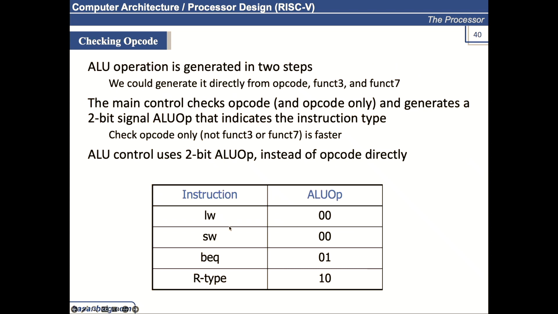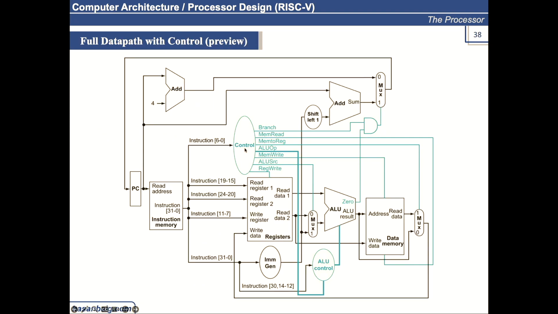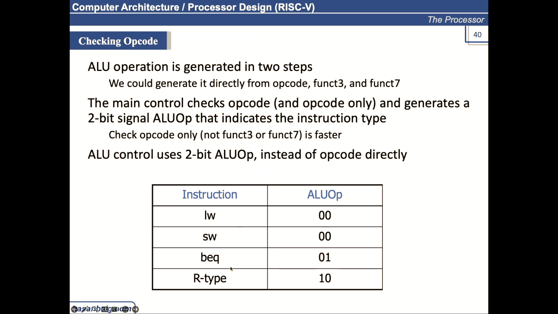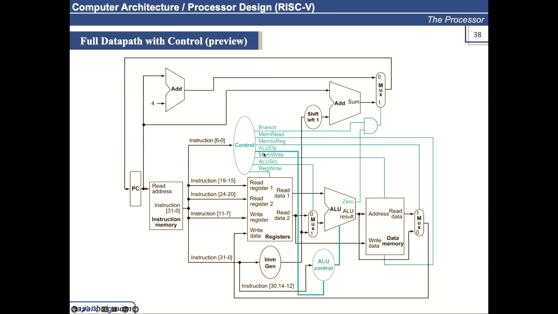So if the instruction is LW or SW, the generated 2-bit ALU op signal from the control would be 0 0. If it is a branch instruction, the generated value of ALU op would be 0 1. And if it is an R-type instruction, again depending on the opcode, then we have multiple possibilities: the instruction can be an add instruction, an AND or OR instruction, or a subtract instruction. So in that case, it generates ALU op 1 0, and then we look into the func3 and func7 fields also.